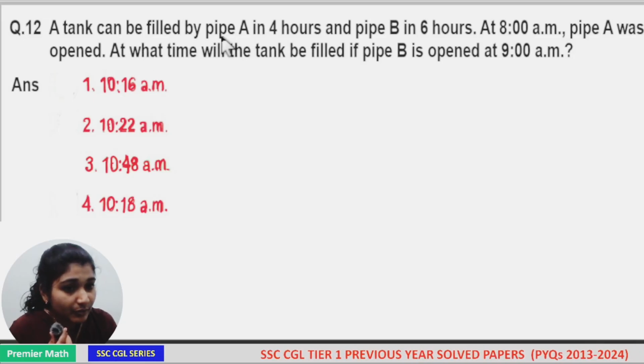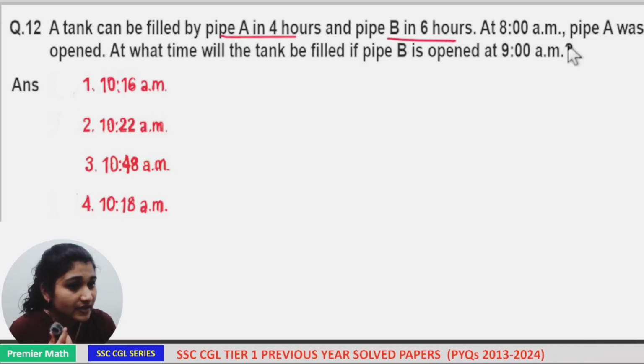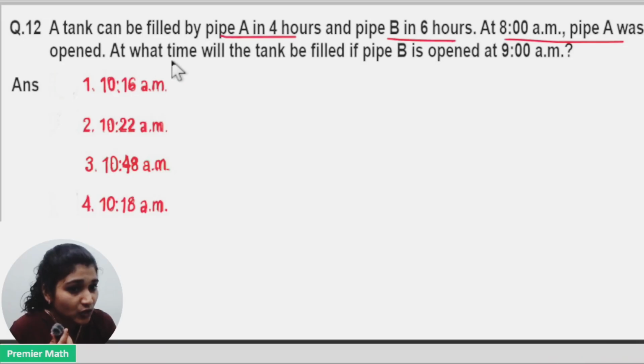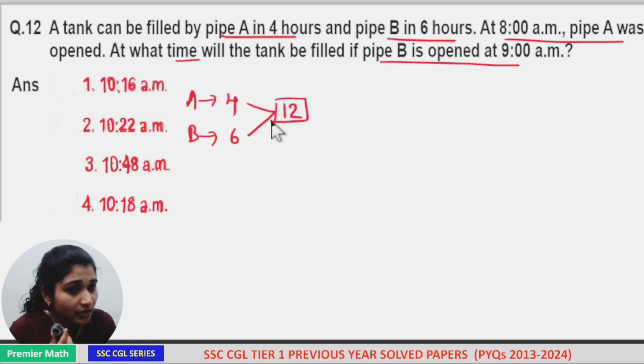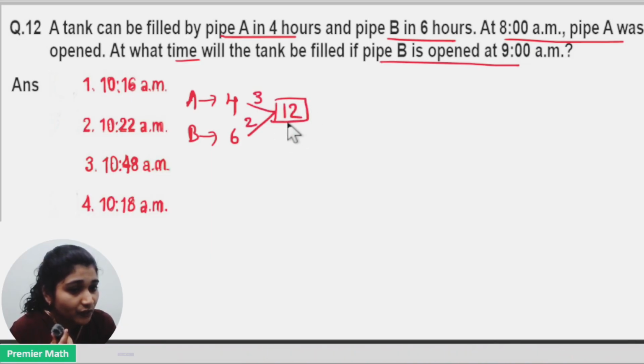A tank can be filled by pipe A in 4 hours, pipe B in 6 hours. At 8 a.m., pipe A was opened. At what time will the tank be filled if pipe B is opened at 9 a.m.? A can fill the tank in 4 hours, B can fill it in 6 hours. Both are doing the same work. Take the LCM of 4 and 6, which is 12. 4 goes 3 times in 12, 6 goes 2 times in 12. Total capacity of the tank is 12 units. A's efficiency is 3 units, B's efficiency is 2 units.